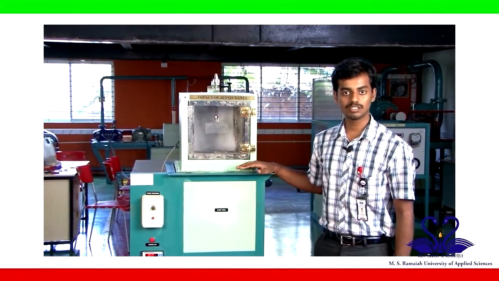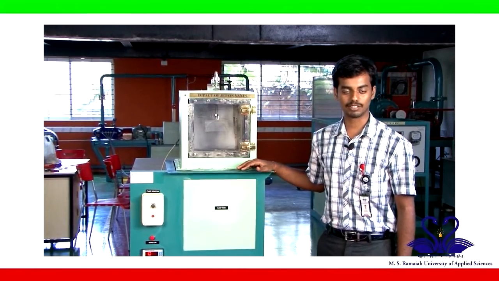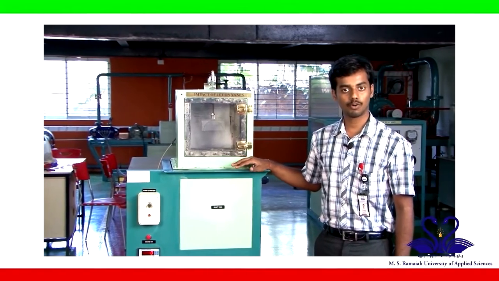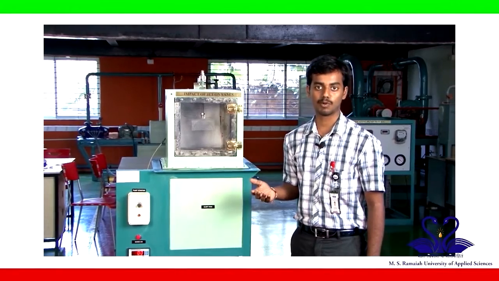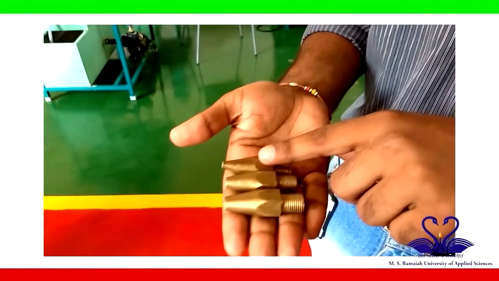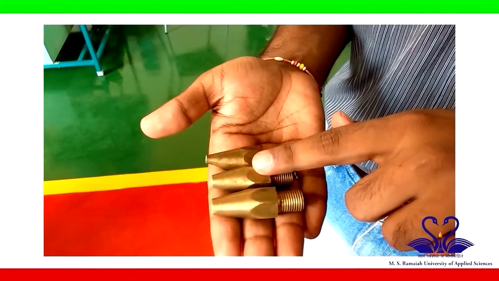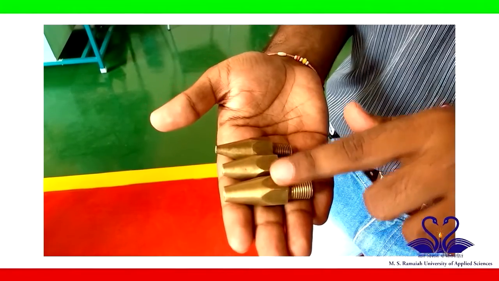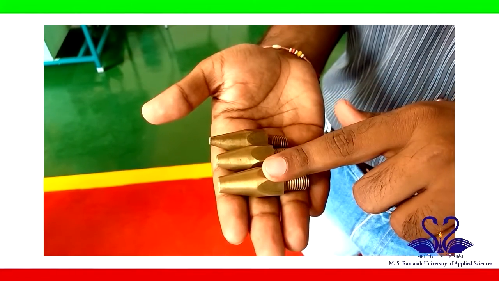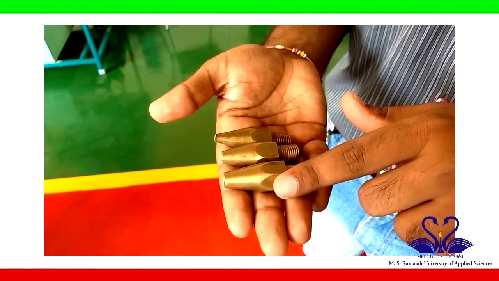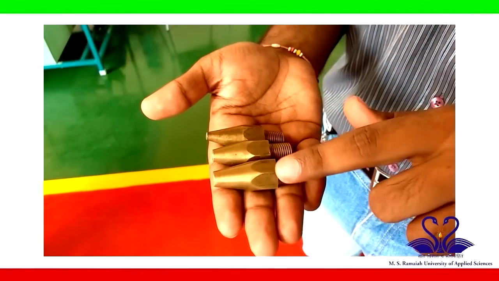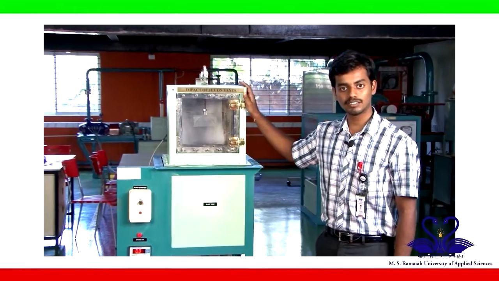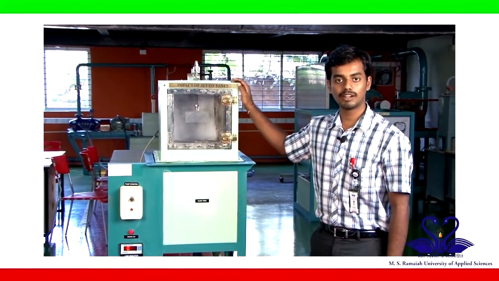In the nozzles, we have three types of nozzle diameters. Right now, I have fixed a 4 mm nozzle. Also, we have a 6 mm and an 8 mm nozzle. This is a 4 mm nozzle, this is a 6 mm nozzle, and this is an 8 mm nozzle. The difference in the diameters will give different jet velocities. The lowest diameter will have higher jet velocities when compared to the higher diameter nozzle. Now, before conducting the experiment, we have to calibrate the load cell.